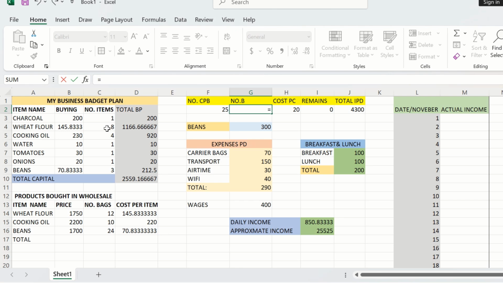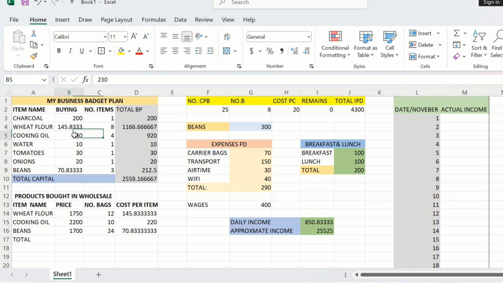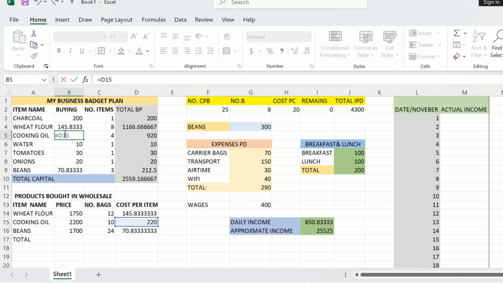So we can also say that the number of bags cooked will be given by the number of items bought, right? Yes. So that we are calculating on the daily basis. So cooking oil is also given as this one.